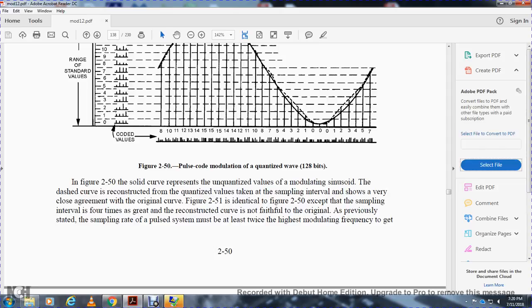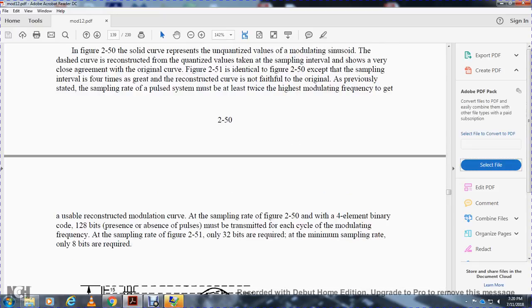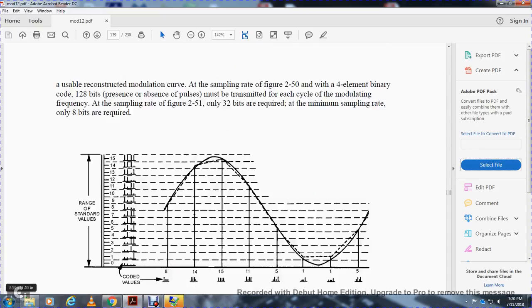It was previously stated that the sample rate of a pulse system must be at least twice the highest modulating frequency to get a usable reconstructed modulating curve. At the sample rate of figure 250, with a 4-element binary code, 128 bits of pulse presence or absence must be transmitted each cycle of the modulating frequency. At the sample rate of figure 251, only 32 bits are required. At the minimum sample rate, only 8 bits are required.